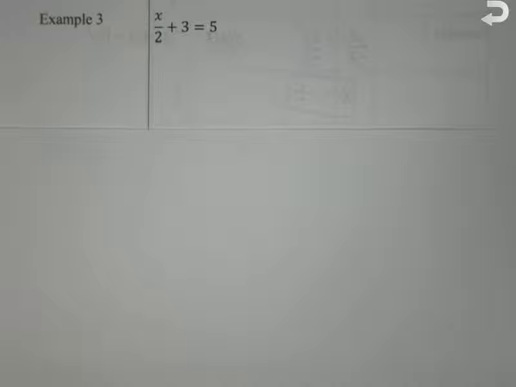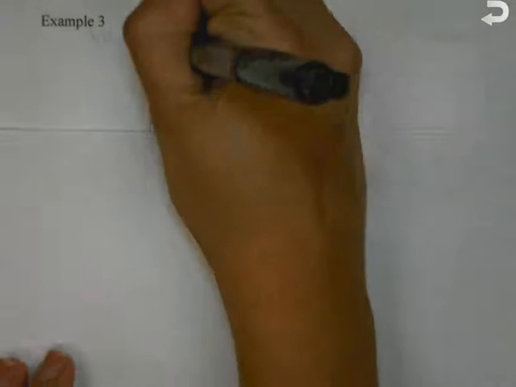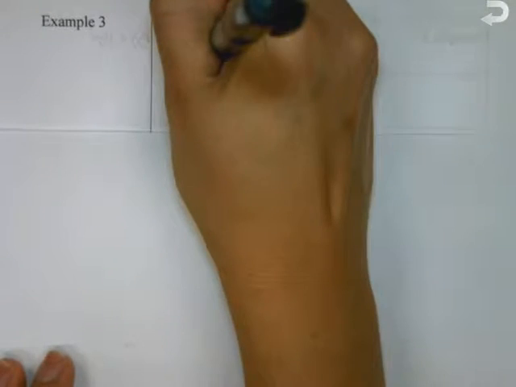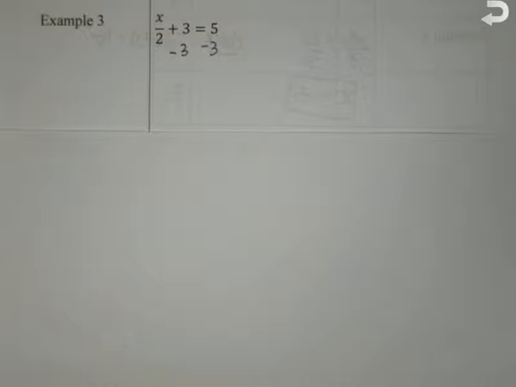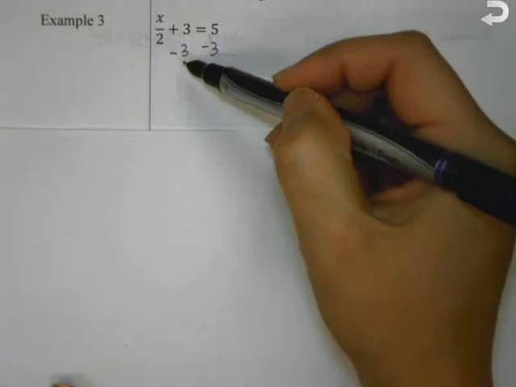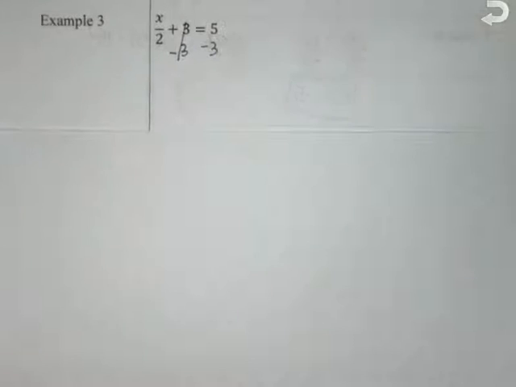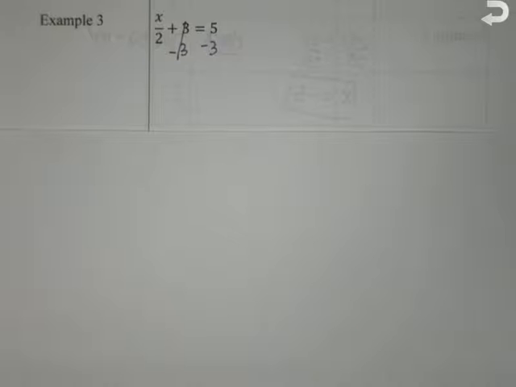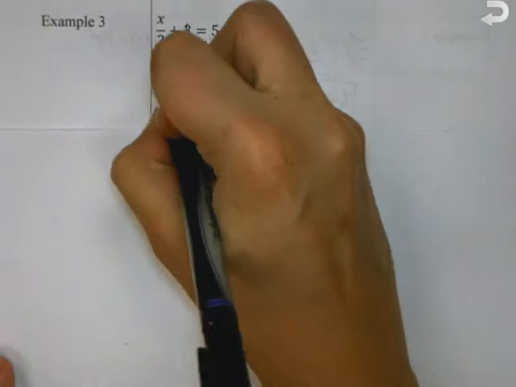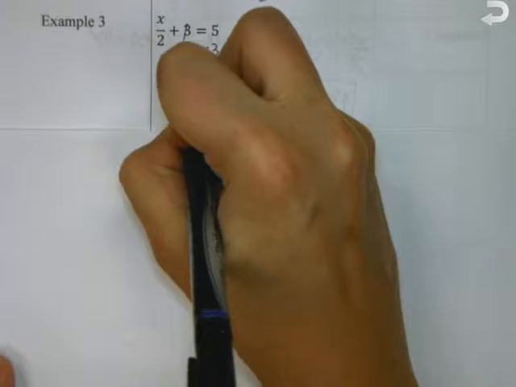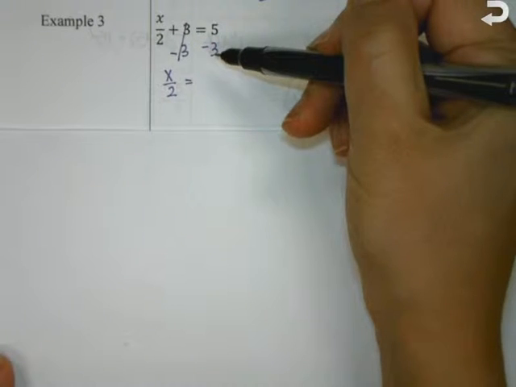Yeah, which one? That plus 3. So we have to get rid of plus 3, which means we're going to subtract 3 from both sides. Everybody, what is 3 minus 3? 0, so they cancel, which is what we wanted to happen. Okay, so we're going to get x over 2 equals 5 minus 3 gives me 2.